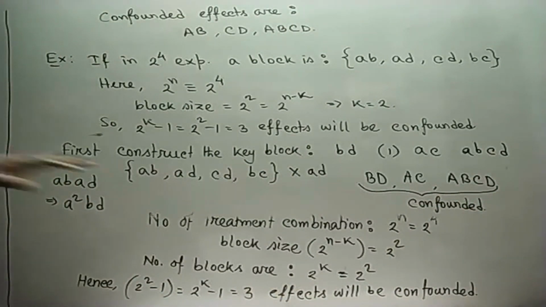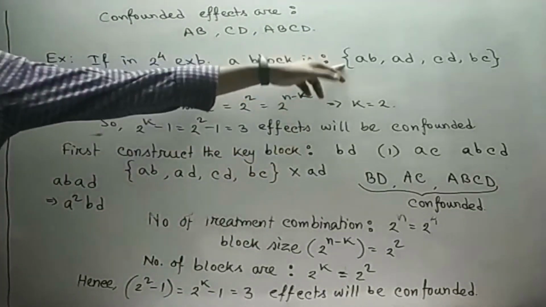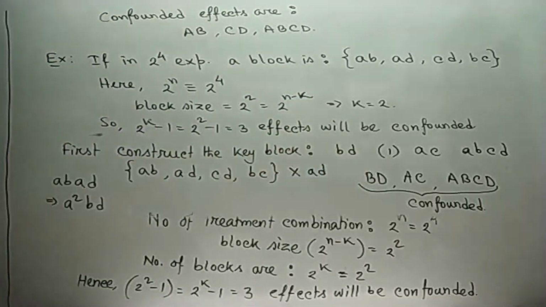Okay, so simple. If, let's say, the key block is not given to us, we just have to convert that block into the key block, and only then can we get the confounded effects.